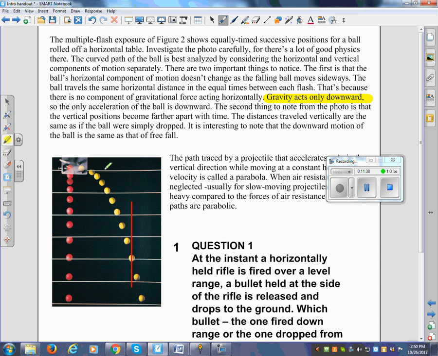The second thing to note from the photo is that the vertical positions become farther apart with time. Now you'll notice here that they've got these lines here to sort of help us, but here's what I mean. I'm going to take this line and flip it so that it's sideways. And now you can see the distance between there and there and there. And as I go down, they get, well, the distances I'm traveling, like look at how far, that's almost a whole grid, right? Here I've got like 1, 2, 3 in one grid. Here I've got just 2.